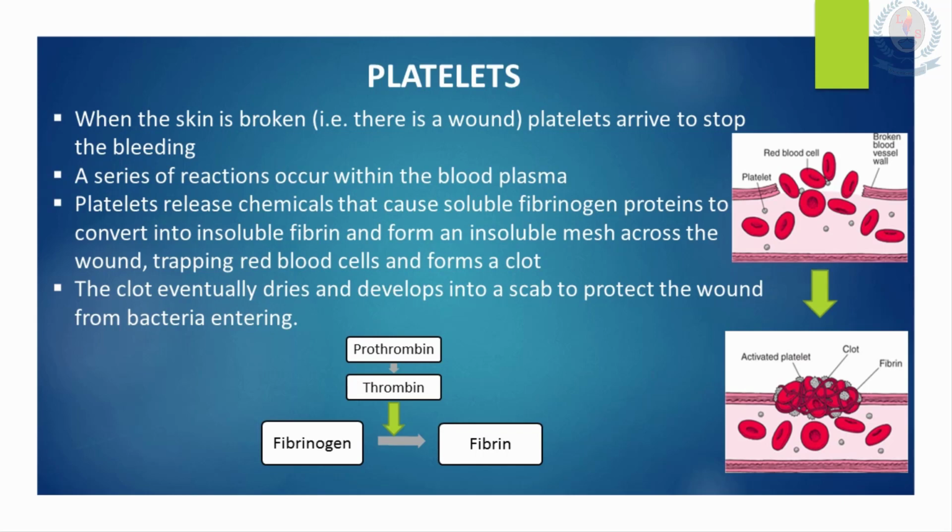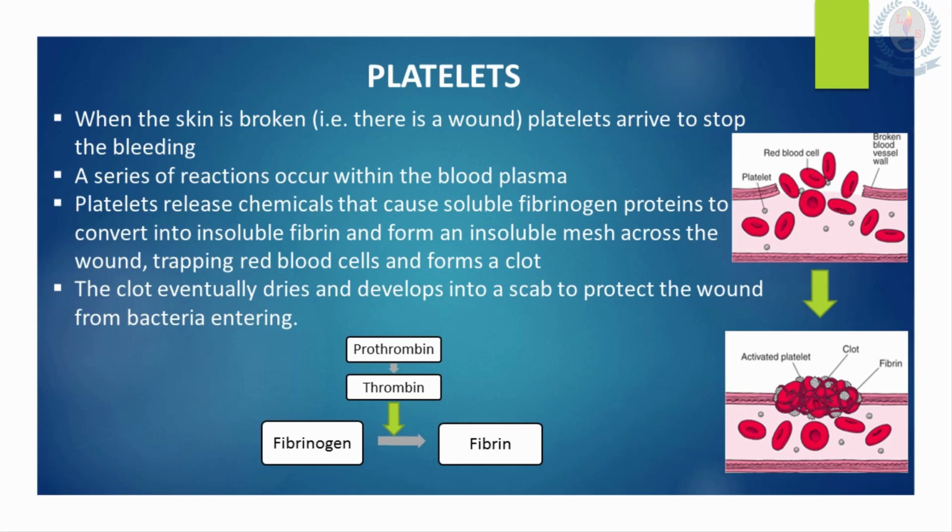So when your skin is cut or broken, or if there's a wound, what happens? As soon as the platelets arrive at that place, they stop the bleeding. So there is a chain of reactions going on, and finally it forms a blood clot. The final stages of that reaction chain are shown here.